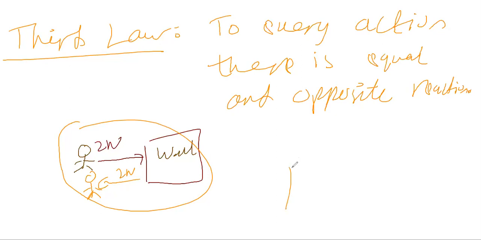Similarly, if there is a table and you put a book on the table, the book has a weight downwards on the table. As a result, the table will also be putting force upwards on the book. So this is again an example of the third law: to every action there is an equal and opposite reaction. Okay, is this clear?